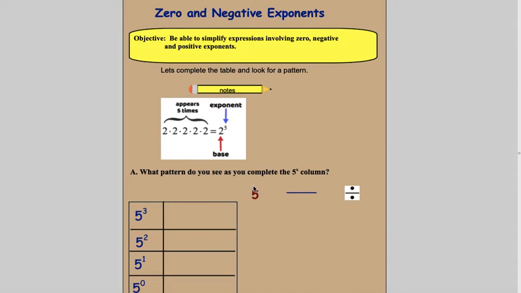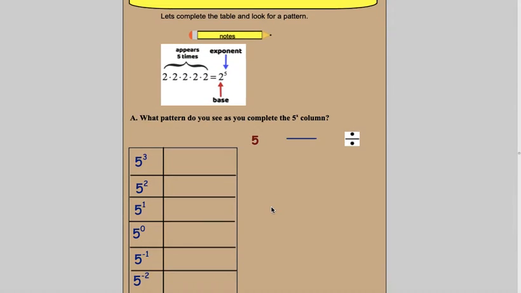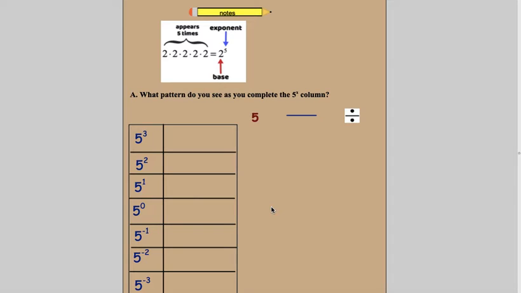So a real quick rehash. The base, that's your number that's going to be multiplied several times, and this is the exponent. So what I was going to do is a real quick review on this, like 5 to the first power, second power, and third power, and of course we're going to go into the negatives. So I'm going to start with the most obvious, and I'm going to start off with 5.